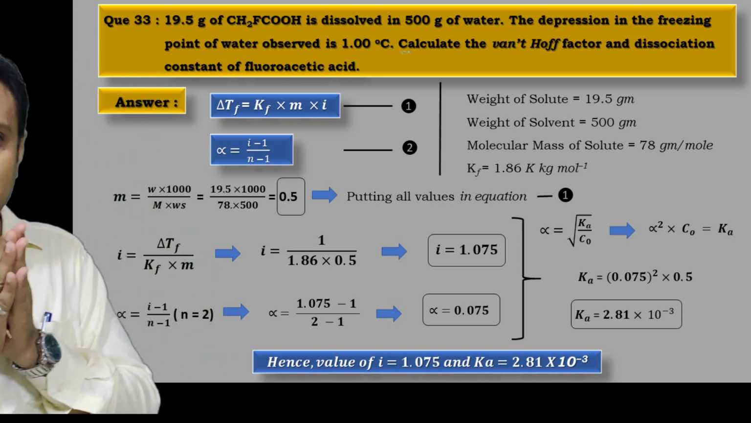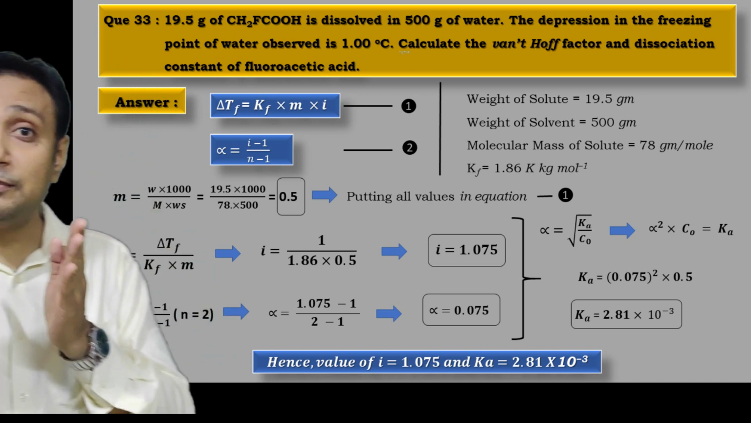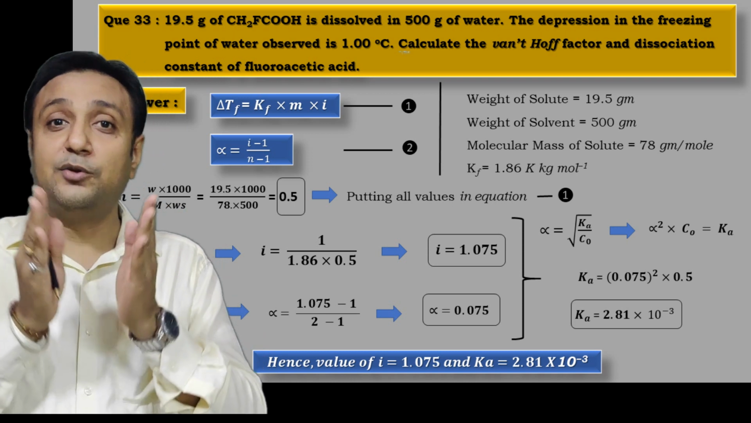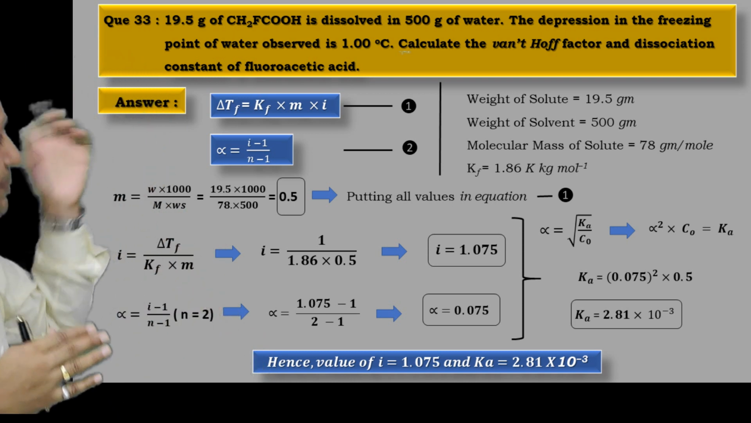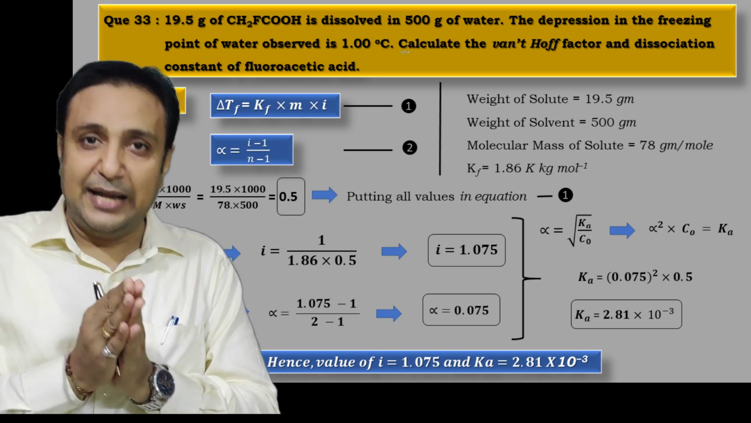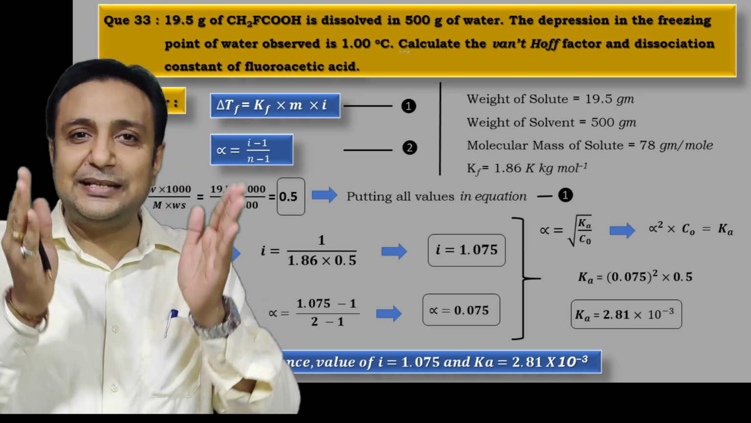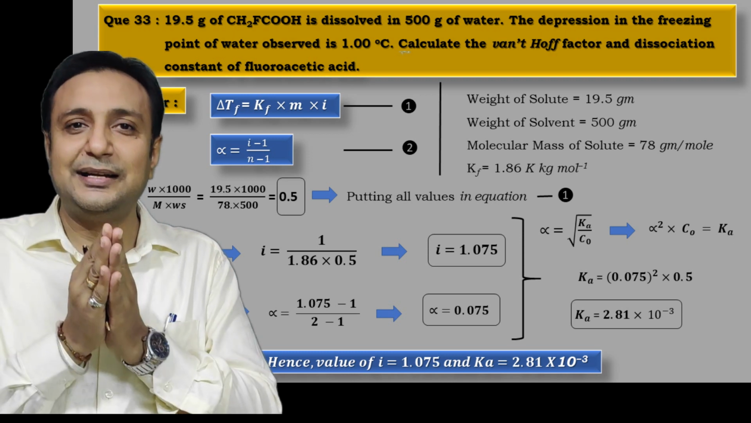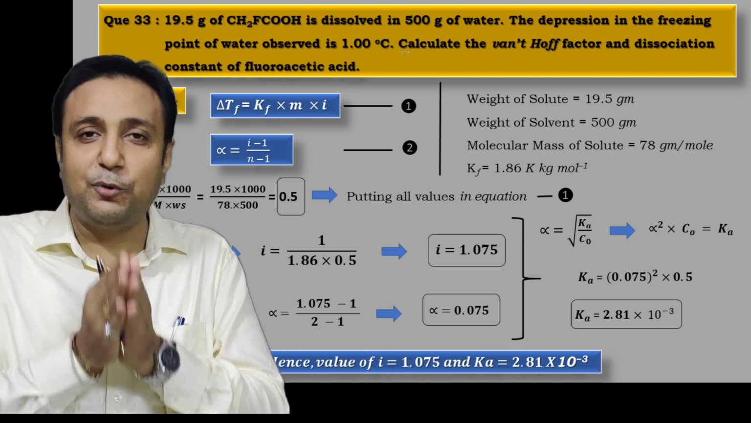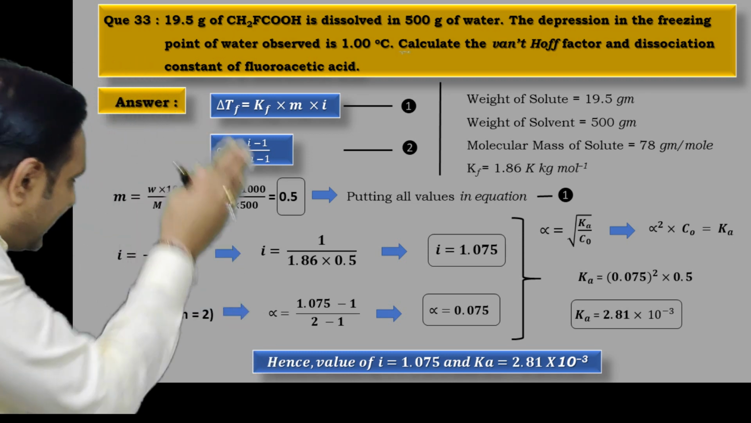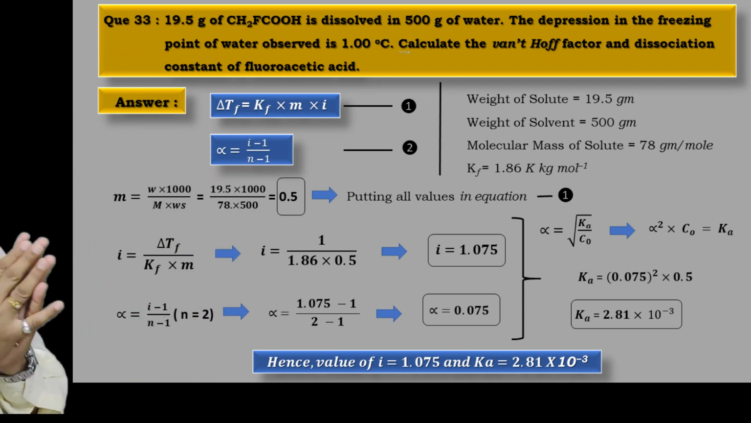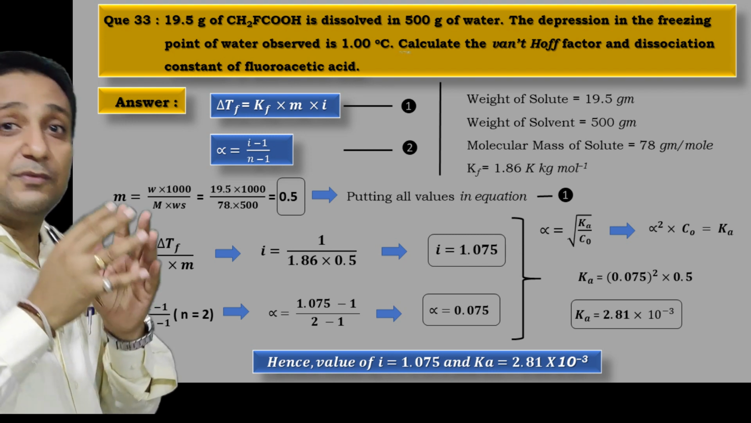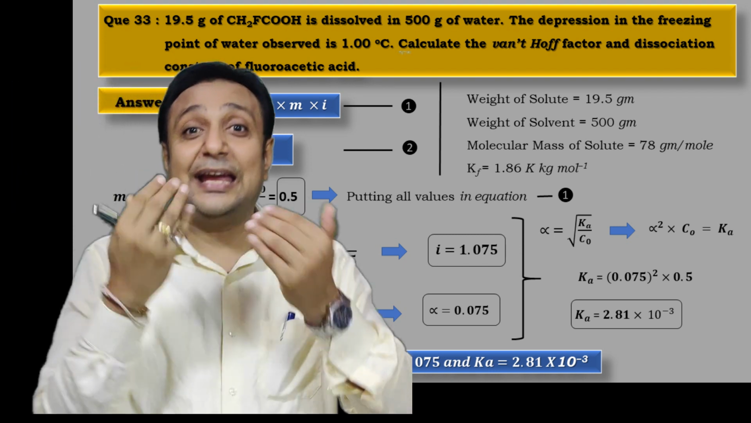Now the next step is the most important step for finding out the value of i. Put the value of molality in equation number 1 and by multiplication and division, you will get the value of i, that is 1.075. The whole calculation you can see on the screen. Next step is we want to calculate the value of Ka.